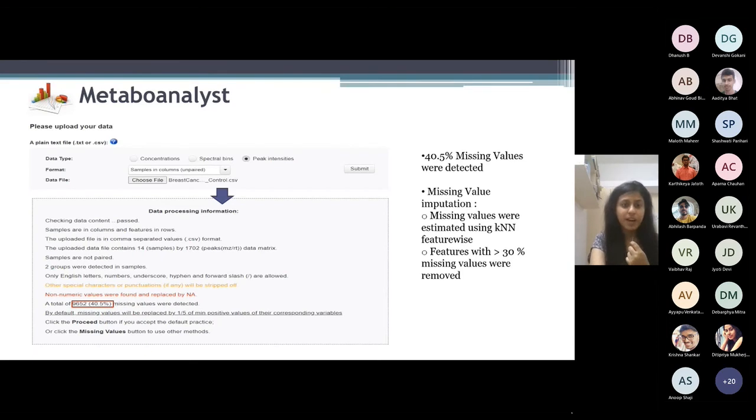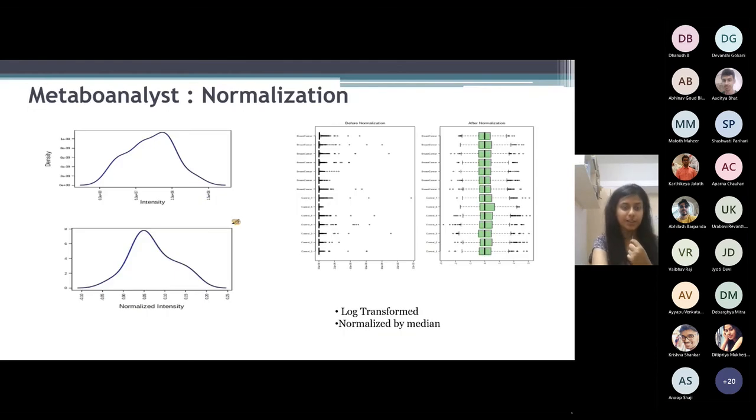After missing value imputation, data normalization was carried out in order to normalize the effects of run-to-run variation, which can be due to repeated use of the instrument leading to certain errors in calibration, etc. The data was first log transformed, and in order to align the central tendencies of the different samples, it was normalized by median. As we can see, after normalization, the central tendencies of the different samples were all aligned.